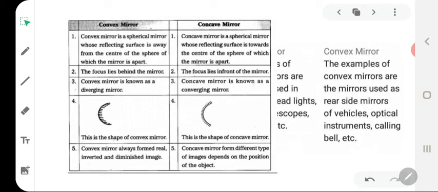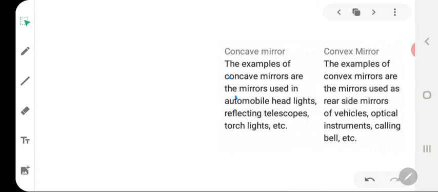And most importantly, as we discussed today, a convex mirror always forms a virtual image. A convex mirror always forms a virtual, erect and diminished image, while a concave mirror forms different types of images depending on the position of the object. So this is how the difference goes. Now let us quickly study the uses of both types of mirrors. So now we shall focus on that.